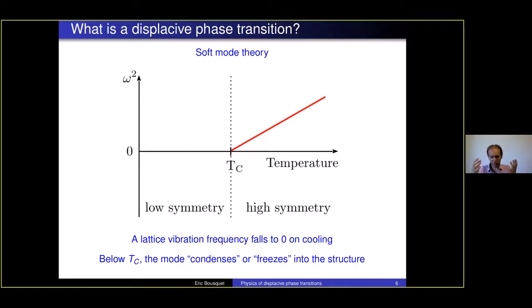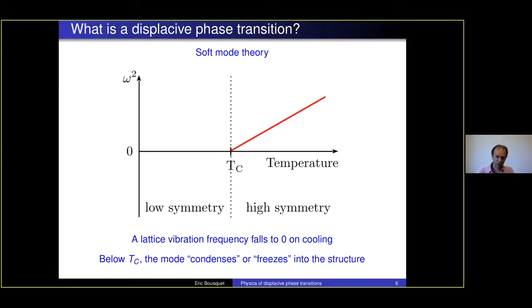This is what we suppose: we have oscillation of phonons that is lower and lower in frequency, up to the critical temperature, and below it the vibration stays in the crystal. This is what we call a condensation of the soft mode, or a freezing of the soft mode into the crystal structure. It means that a high symmetry phonon condenses or freezes into the structure.